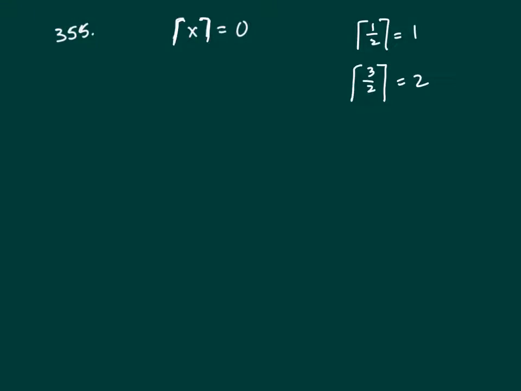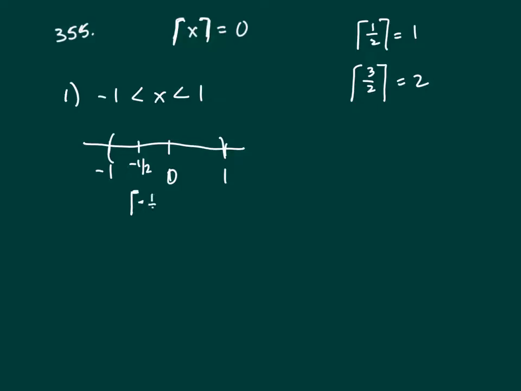We're trying to figure out, though, if it's 0. So clue 1 says -1 is less than x is less than 1. So what they're saying is x is in between -1 and 1, somewhere in here. Well, what if you're down here? Let's say -1/2. What's the least integer greater than or equal to -1/2? Well, that equals 0. But what if you're up here? The least integer greater than or equal to 1/2 is 1. So in this interval, sometimes it's 0, sometimes it's 1, but it's not always 0, so clue 1 doesn't work.